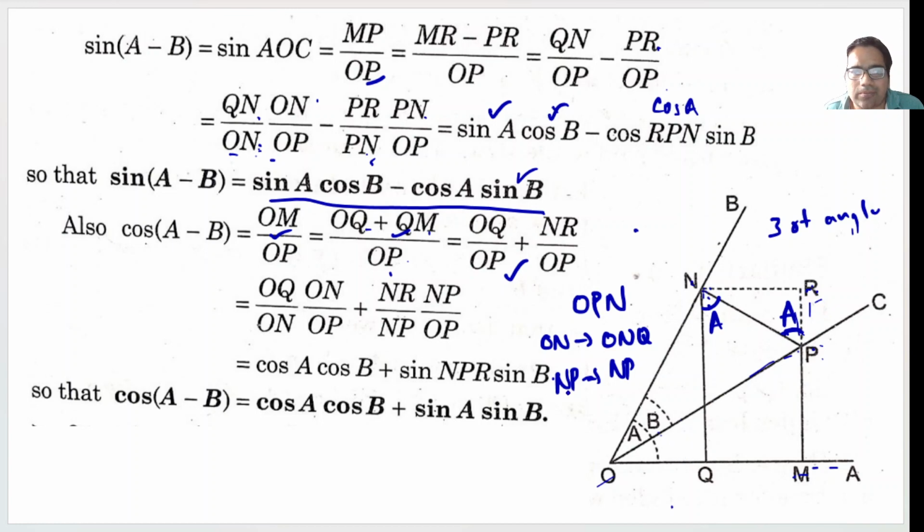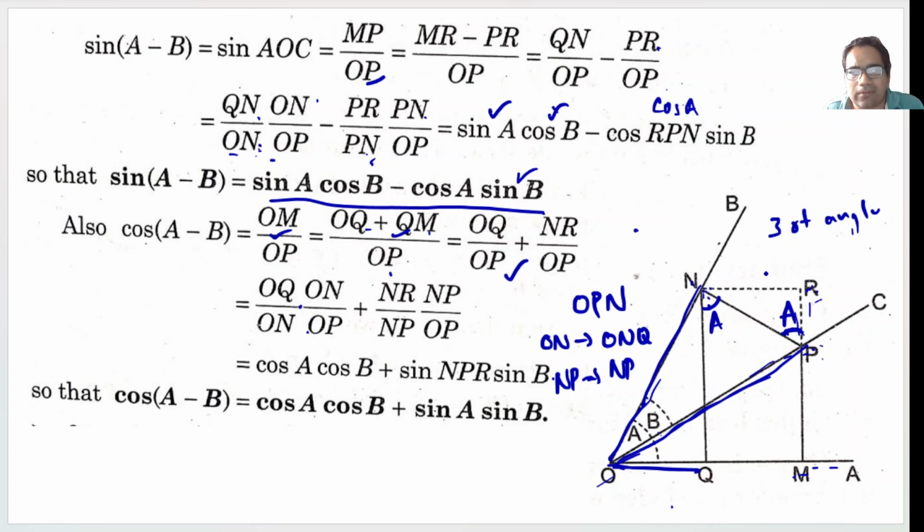Right. OQ by OP. What is OQ? Q is this and OP is this. Right. Let us find a side which is common to both the triangles. This triangle and this triangle. Obviously it is ON. Right. ON is part of this triangle also and this triangle also. Right. So let us multiply and divide with ON. So this becomes OQ by ON into ON by OP.